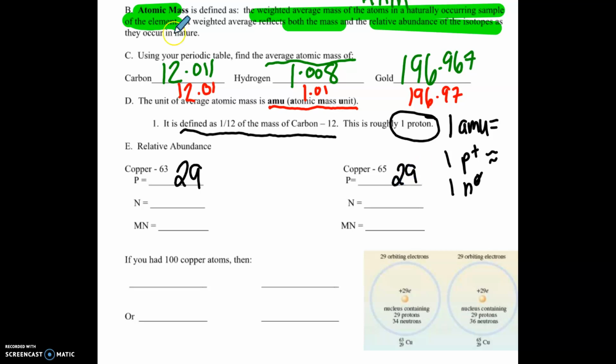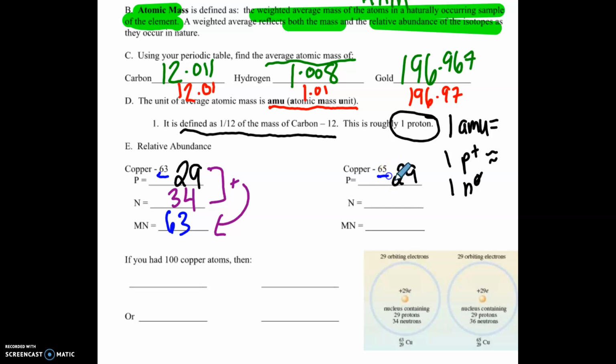Okay, let's focus in on this other example over here. So copper 63, the mass number is 63. So how many neutrons does it have? We've got to take 29 plus some number, add those together, and we'll get 63. So how do you find what's missing? Use your calculator or do some quick mental math. It has 34 neutrons.